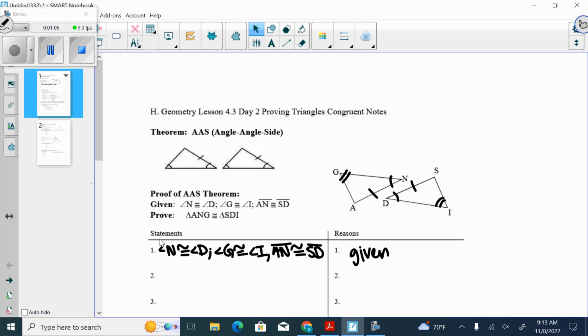So we already have 3 pieces that are congruent, right? We've already proved that the triangles are congruent. That's not what they're asking us to prove. We already know the triangles are congruent. They want you to be able to say that because these are congruent, we know that means all the other pieces are congruent as well, right?